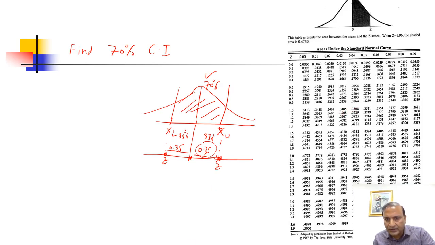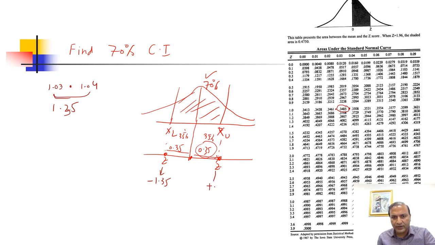So let's suppose this is here. So this is 1.03 and 1.04. So this is again 1.03 and in between 1.04. So what I can do, I can just take the average. So it is 1.25. Sorry, 1.35. So this is minus 1.35 and this is plus 1.35.